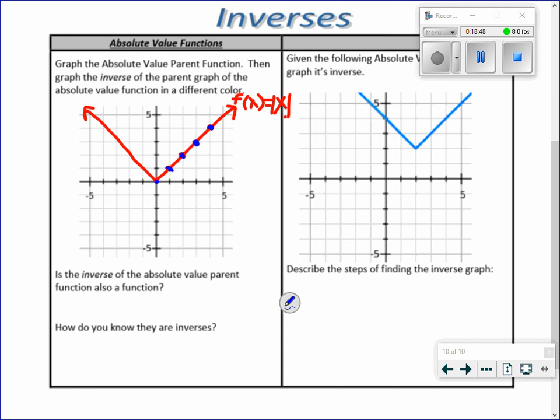So if we're at -1, 1, if I switch my x and y, what is that now going to become? 1, -1. Same thing here, if I'm at -2, 2, if I switch my x and the y, what's that now going to be? 2, -2. So the inverse is going to look like this. So what do we notice about this inverse? Is it a function? No, it is not a function.